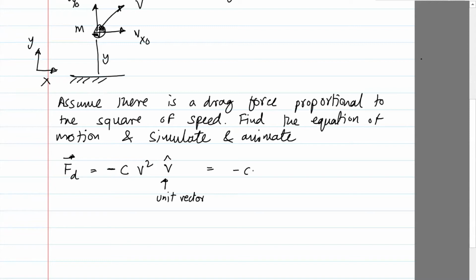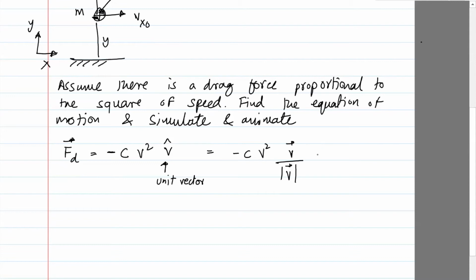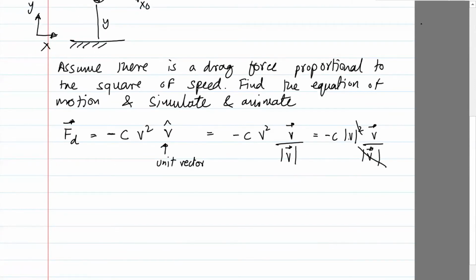We can write this as c v square. The unit vector is given by the vector v divided by the magnitude of v. Okay. In other words, we know that v square is nothing but the magnitude square. So we can actually cancel this. And so it's basically minus c times v magnitude times the vector v.